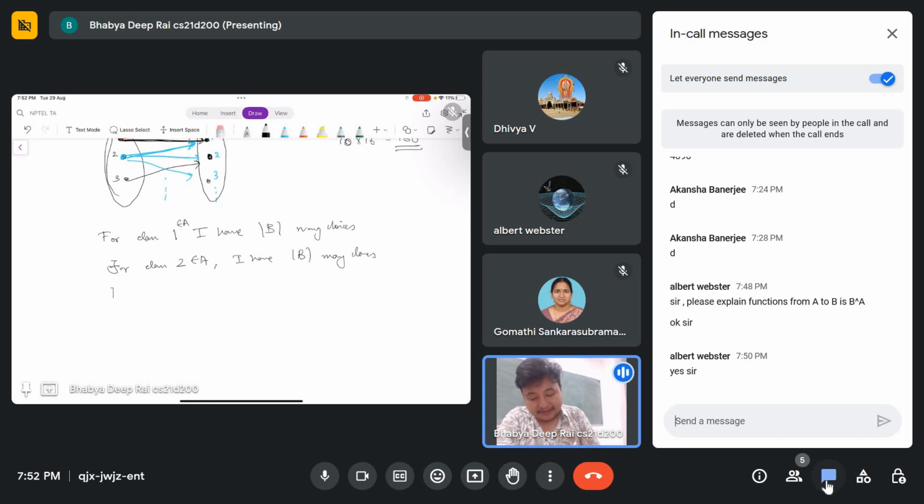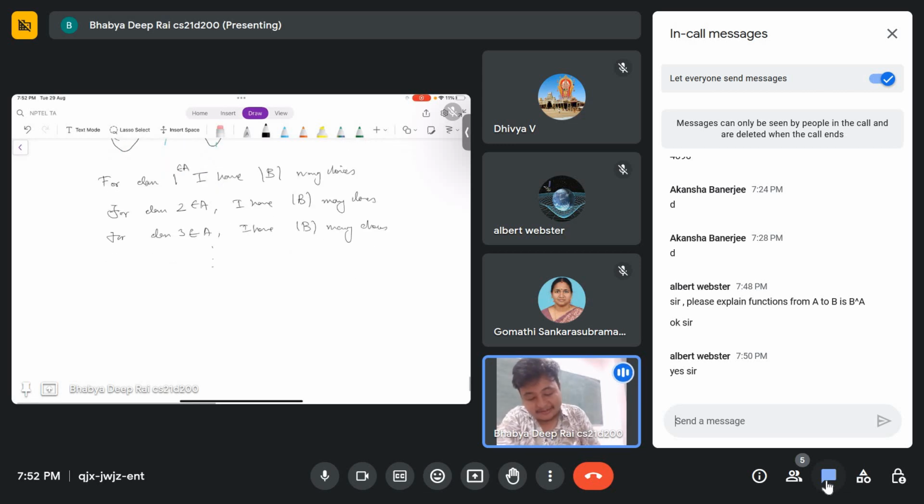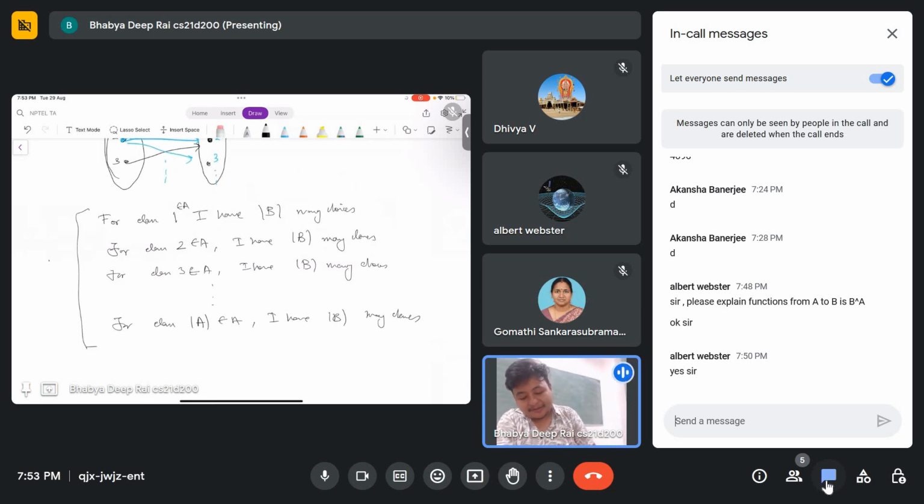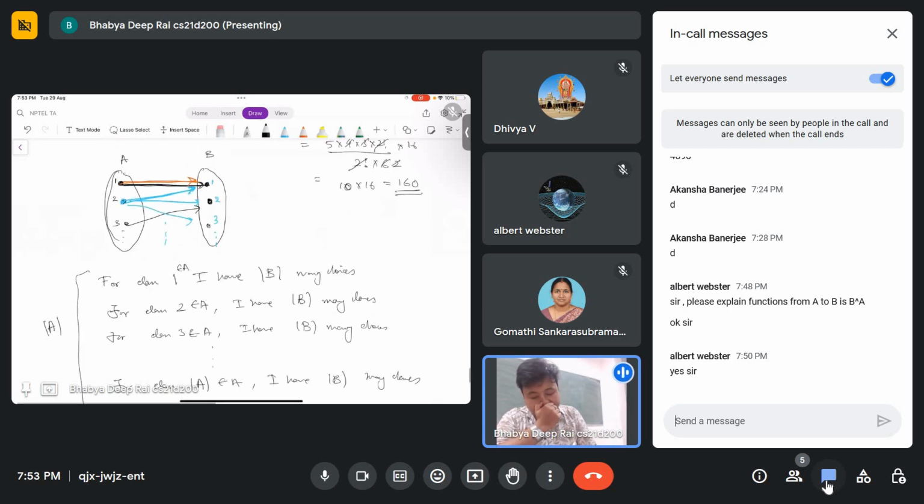And for element 3 in A, I again have size of B many choices, and so on until I reach the last element. The total number of elements in A is the size of A, the cardinality of A. And for the last element in A also, I have size of B many choices.